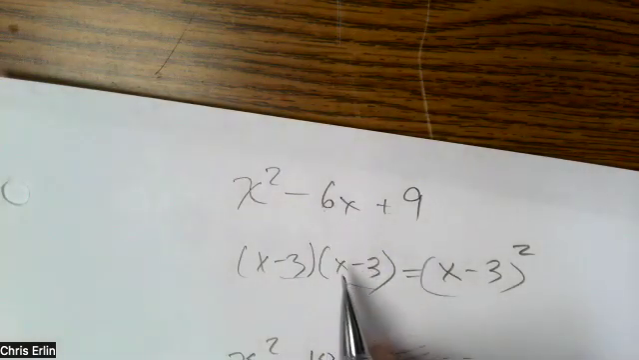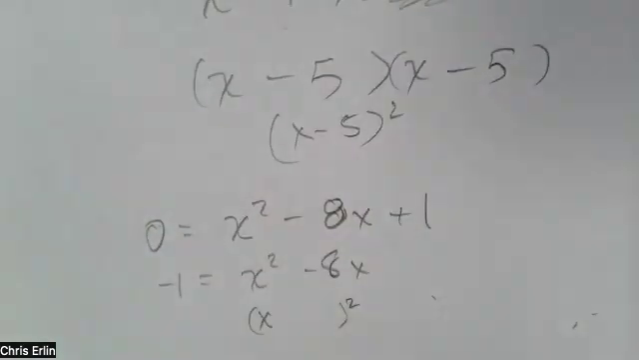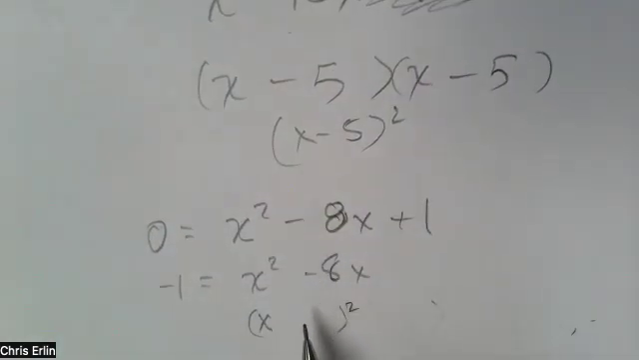When we had -6, it became a -3. When we had -10, it became -5. So if we have -8, what's this going to become? -4.